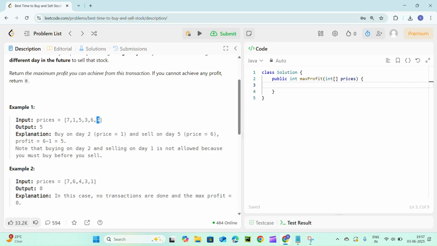And now let's take the 4. 4 minus 1 is 3. 5 is not lesser than 3, right? So we can stick to 5. So we need to return the value 5 here.